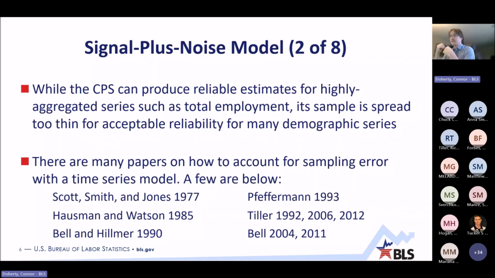So for our very large, highly aggregated series like total employment, we get very reliable estimates, but the same can't be said for many of our demographic series. Our sample is just spread too thin for those for acceptable reliability, and that's something that the sampling error model is going to help with. There's many papers, many examples on how to account for sampling error in your time series model, and some of those are listed here at the bottom if you're interested in this topic more.